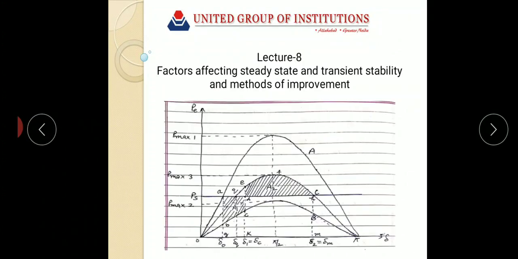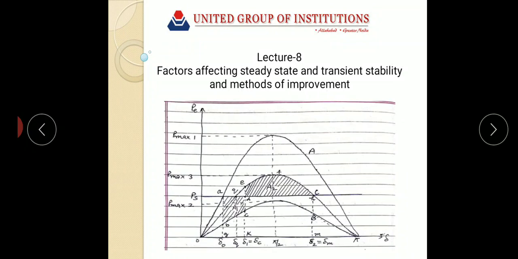In this lecture, we will discuss factors affecting steady state and transient stability and methods of improvement. Okay, so first of all, as seen in this slide, here are three power angle curves.